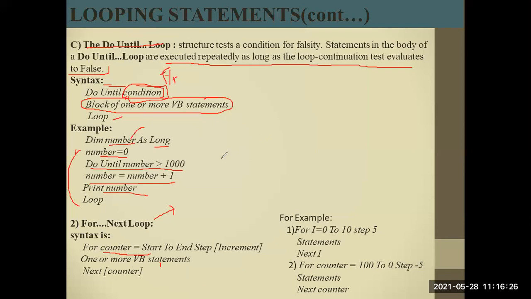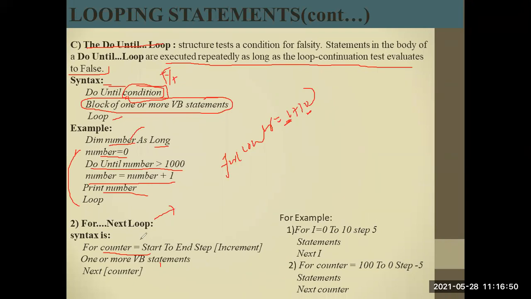Now, we will start from a certain value and it will repeat. Suppose I write for counter equal to 1 to 10. That means the counter will start from 1 and end at 10. That means the loop will be repeated 10 times, starting from 1 and ending at 10.